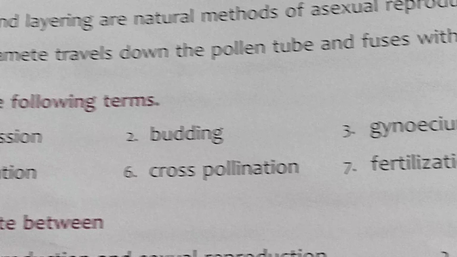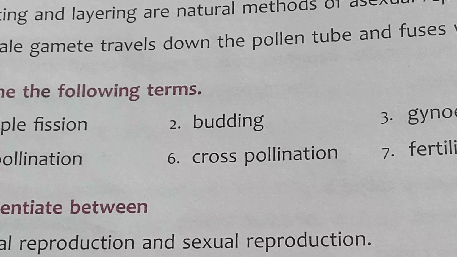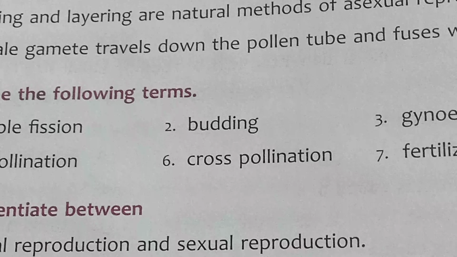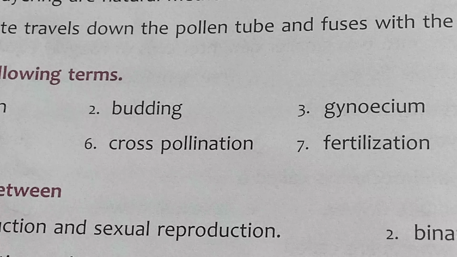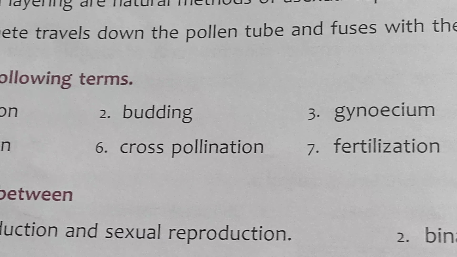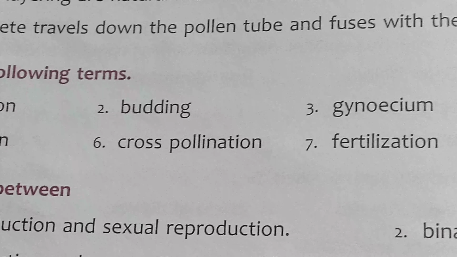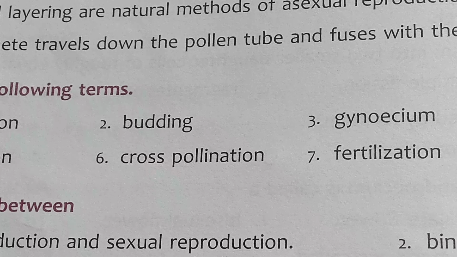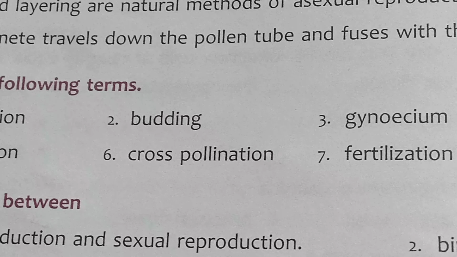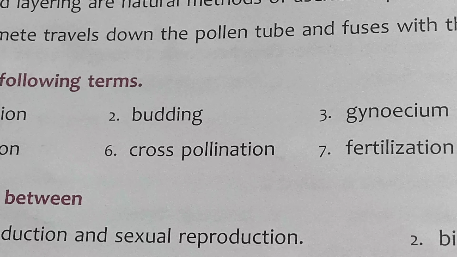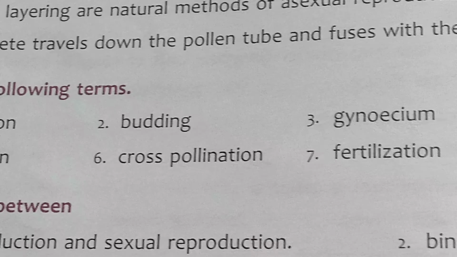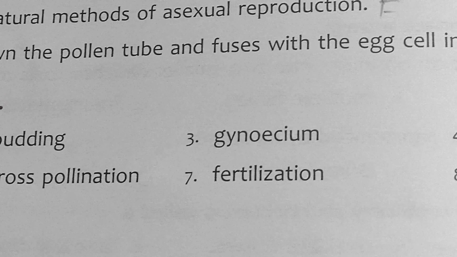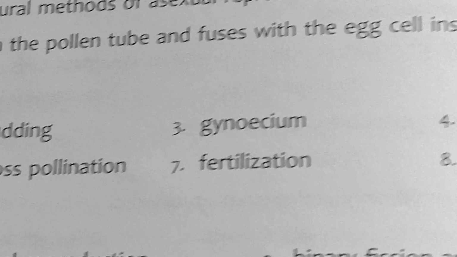What is budding? Budding is an asexual reproduction process. It is found in yeast. Here, a bud-like outgrowth is found on the parent body, and after getting maturity, the bud detaches from the parent plant and starts to grow as an individual plant. What is gynoecium? Gynoecium is the female reproductive part. It consists of style, stigma, and ovary.